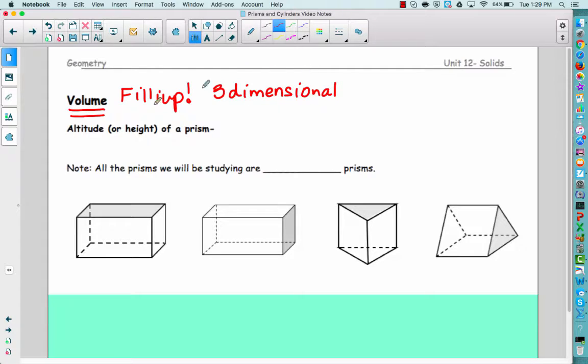All right, so the altitude or the height of the prism, like we talked about, is still going to be an edge, okay? It's the distance between the bases. It's the perpendicular distance between the bases. Now, for all the prisms that we're going to talk about in this class, they're going to be called right prisms. There are prisms that are actually slanted. We are not going to be discussing anything that's not straight up and down.